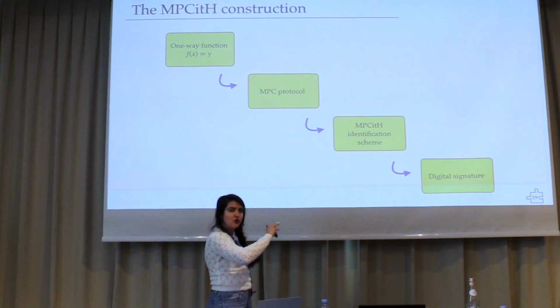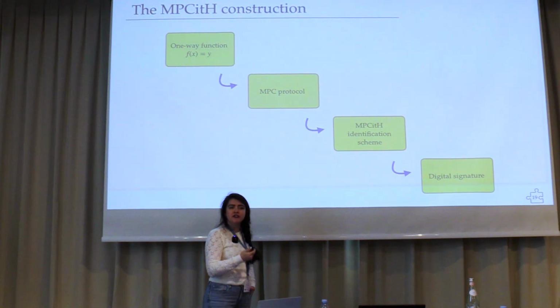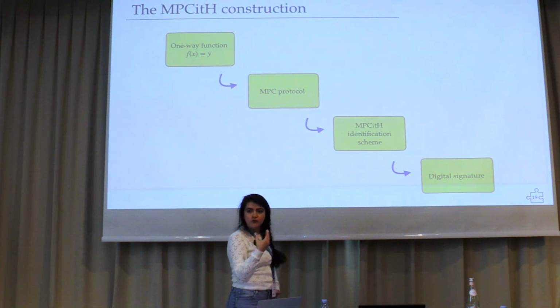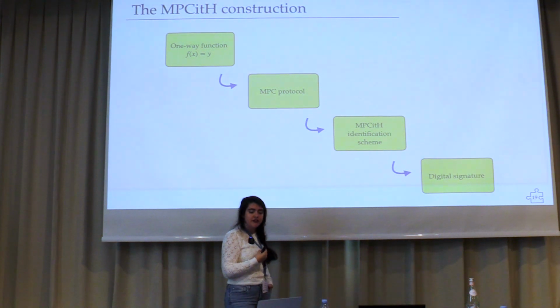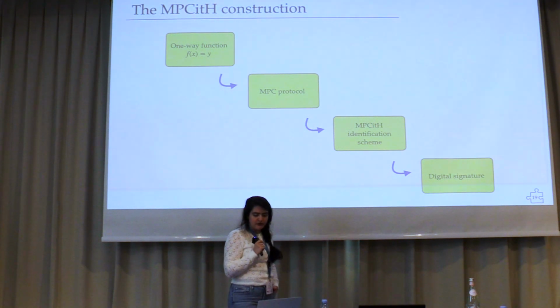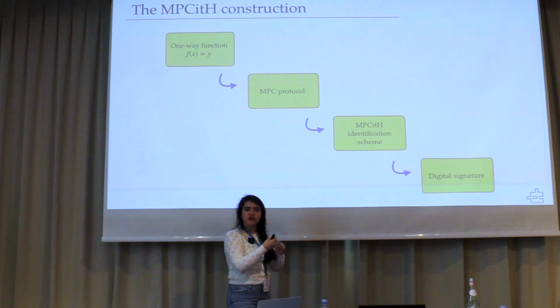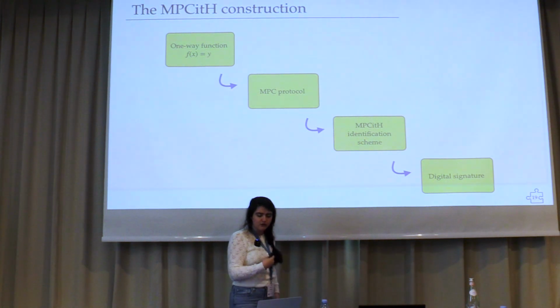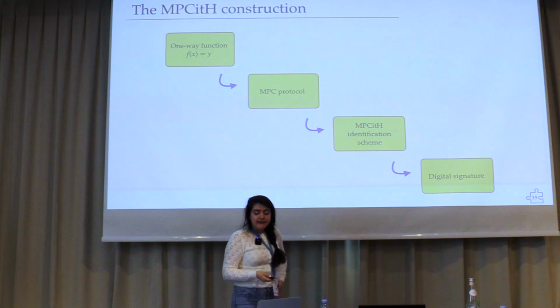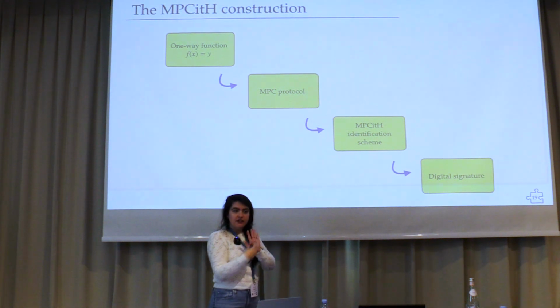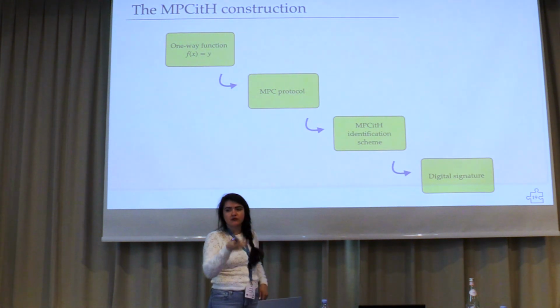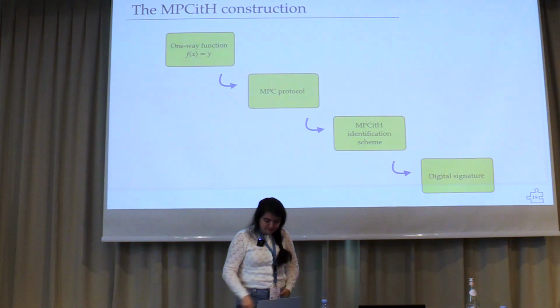So that is going to be the construction. I will show you how you can go from an MPC protocol to an identification scheme. An identification scheme means you can prove to a verifier that you are the one that you claim you are, that you hold the secret. But in this name, there is the notion that this is an interactive scheme: you have a prover and a verifier. I will tell you how this works. And then from this identification scheme, you want to have a signature instead, so you want to make it non-interactive.